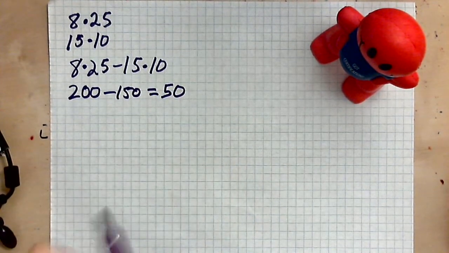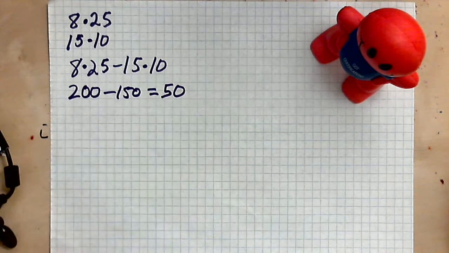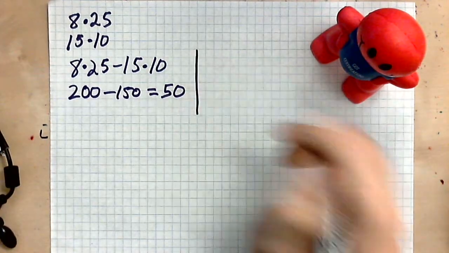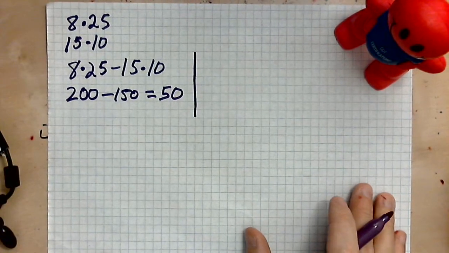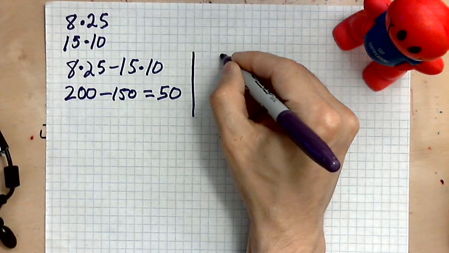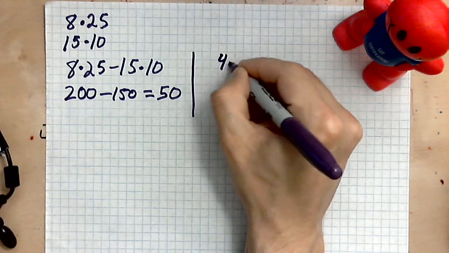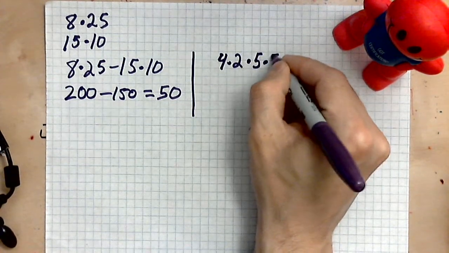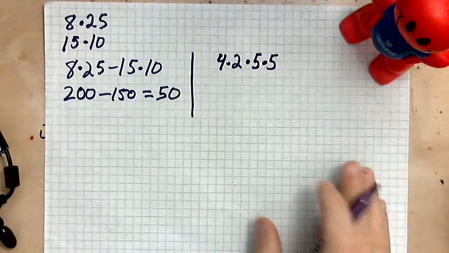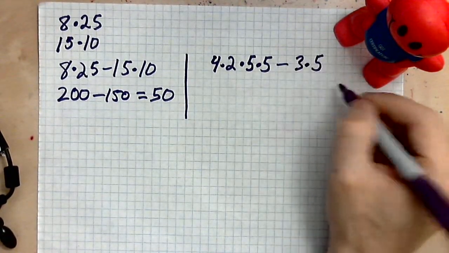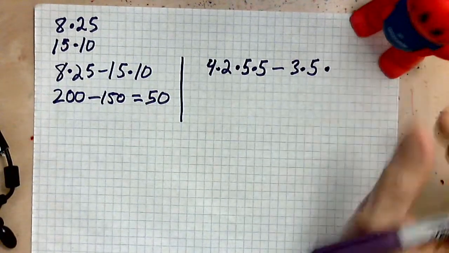But then if you're preparing for the test, that's not quite what the exercise wants you to do. They want you to make some other observations, which might look like the following. Okay, so let's take a look. The 8 times 25 can be written as 4 times 2 for the 8, and then times 5 times 5 for the 25. And the 15 can be written as 3 times 5, and the 10 can be written as 2 times 5. See?